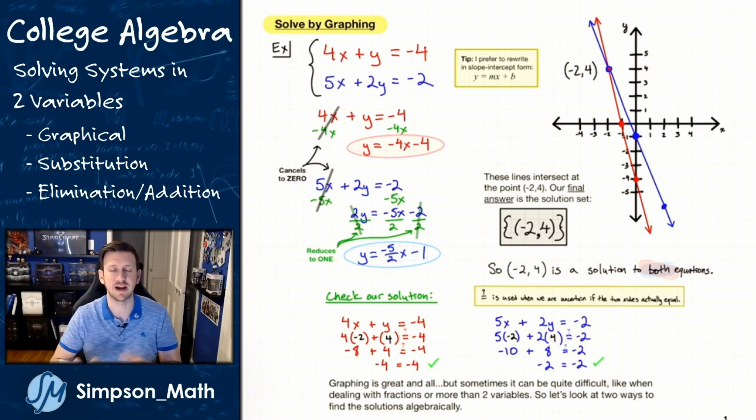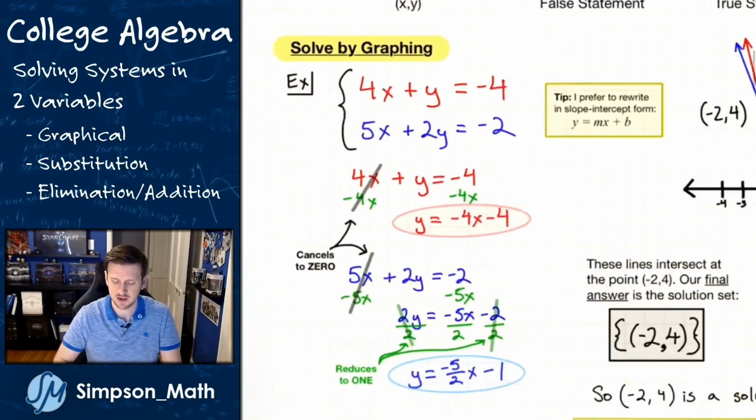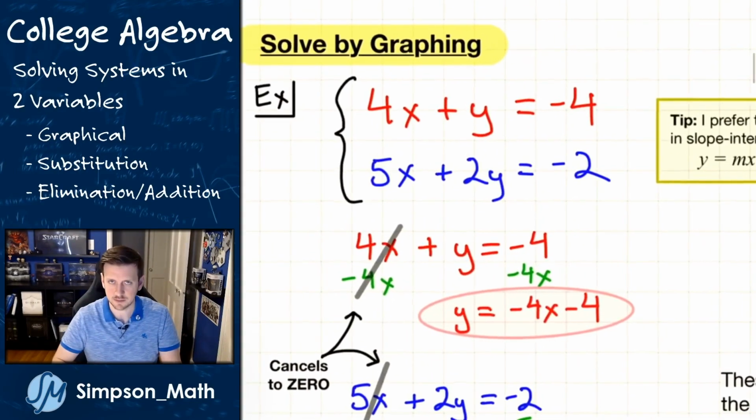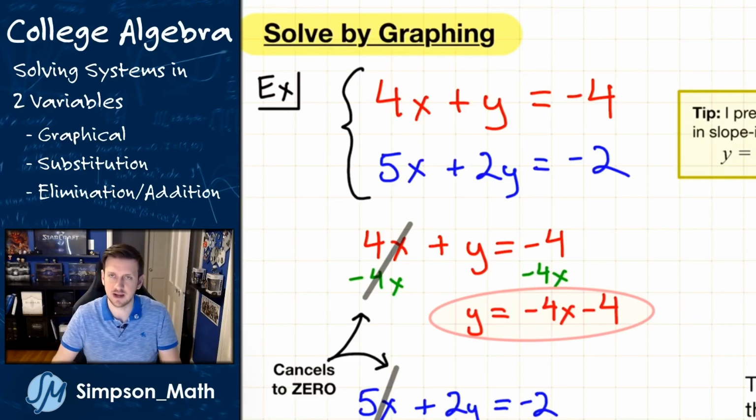And also, this is providing me an opportunity to review some simple solving techniques. So let's get started with that. So I have this system of equations. It is 4x plus y equals -4 is our red equation, and then our blue equation is 5x plus 2y equals -2.